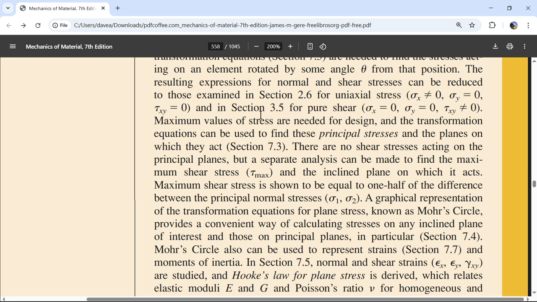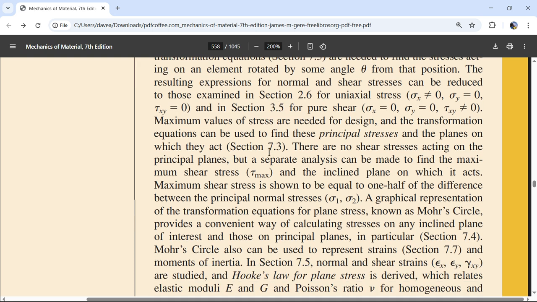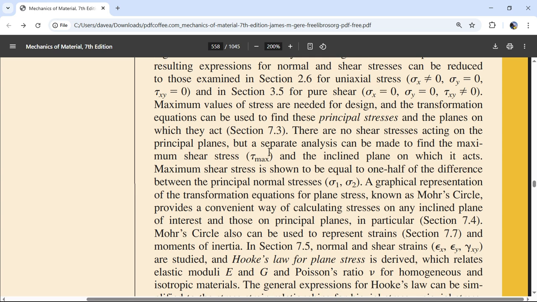Cool. And so what does this say? The resulting expressions for normal and shear stress can be reduced. Yes, so what is it saying? As long as we throw in this is 0 and this is 0, we'll get that equation that we derived. And if we throw in this is 0 and this is 0, but this shear is pure, then we'll get the equation that we derived in section 3.5. That's why I probably should have started there, but we're going for it.